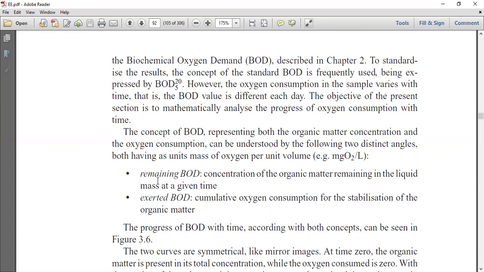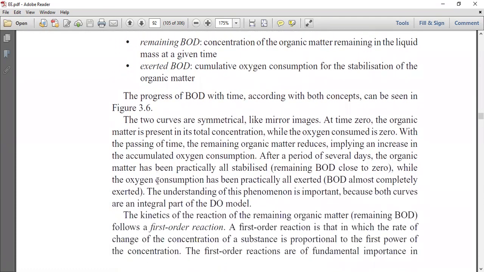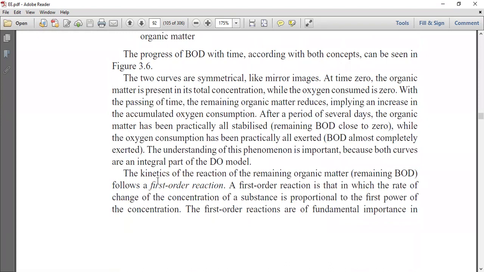Exerted BOD is the cumulative oxygen consumption for the stabilization of the organic matter. The two curves are systematically like mirror images. At time zero, the organic matter is present in its total concentration while the oxygen consumed is zero. With the passing of time, the remaining organic matter reduces, implying an increase in the accumulated oxygen consumption.